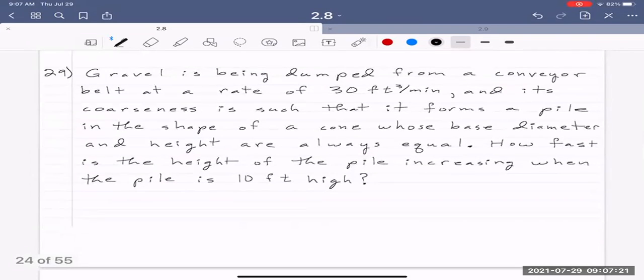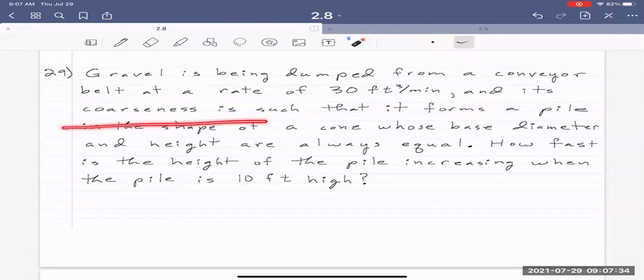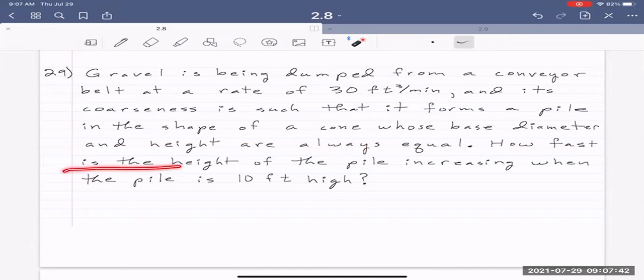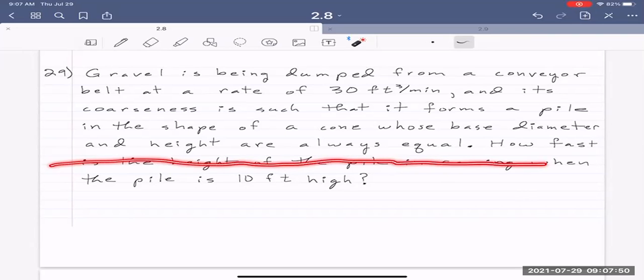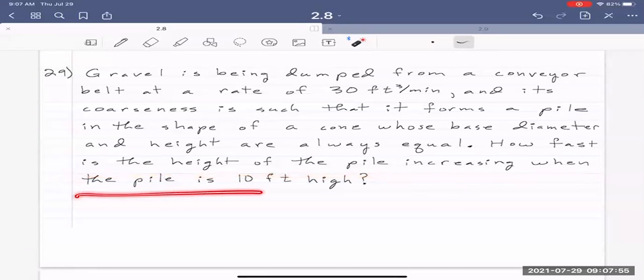Okay, so problem number 29. Gravel is being dumped from a conveyor belt at a rate of 30 cubic feet per minute, and its coarseness is such that it forms a pile in the shape of a cone whose base diameter and height are always equal. How fast is the height of the pile increasing when the pile is 10 feet high?